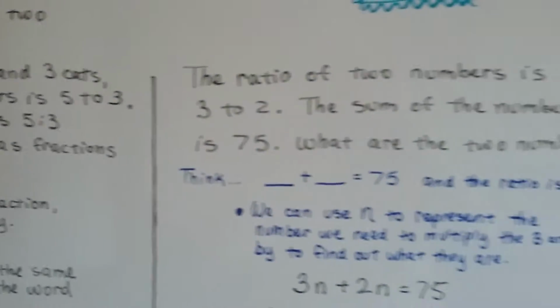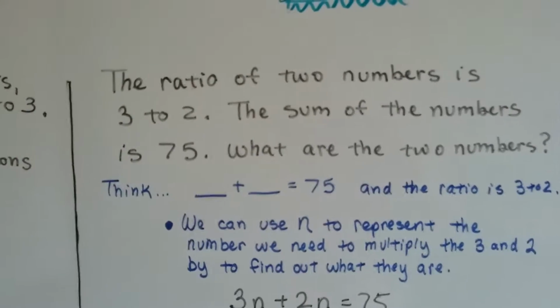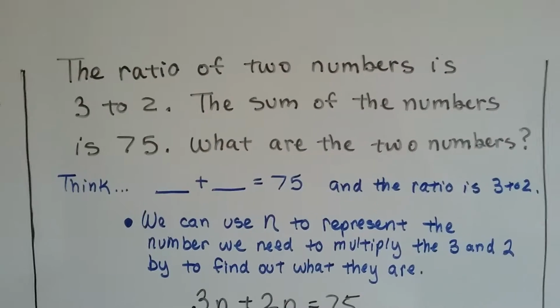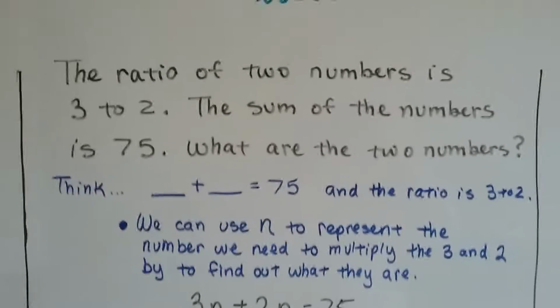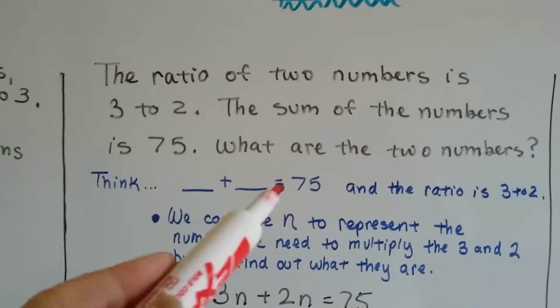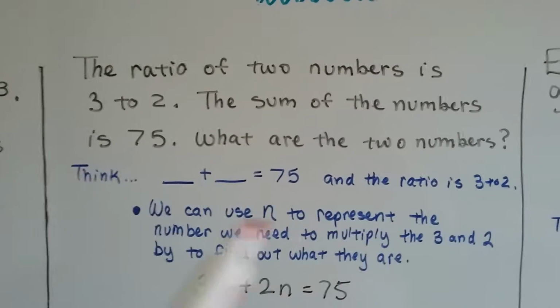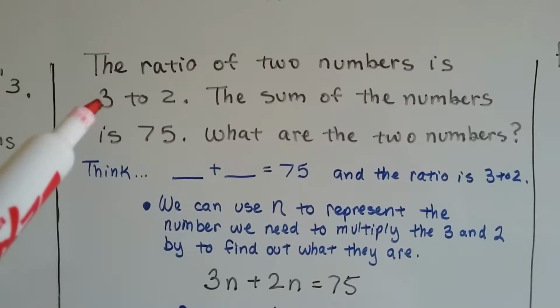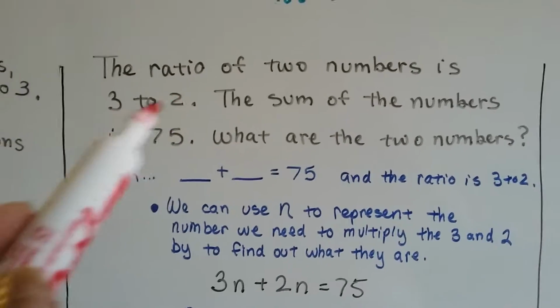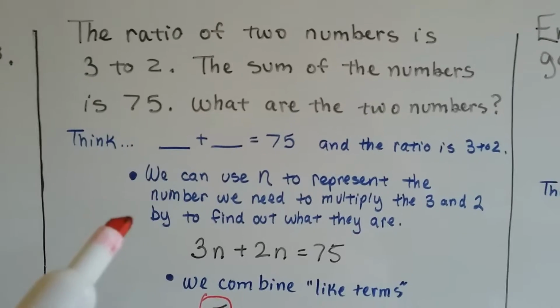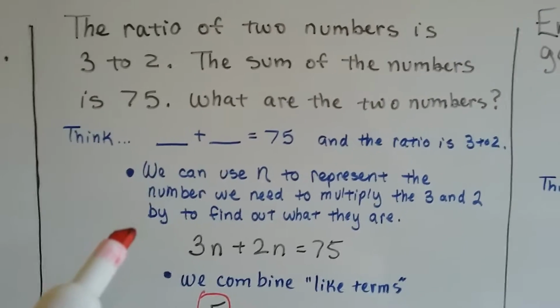The ratio of two numbers is 3 to 2, and the sum of the numbers is 75. What are the two numbers? All right, how can we solve this word problem? So we think, something plus something equals 75. We know that much. And the ratio is 3 to 2. So we're going to need to multiply 3 by something and 2 by something, and then add them together to get the 75. We can use n to represent the number that we need to multiply them by to find out what they are.